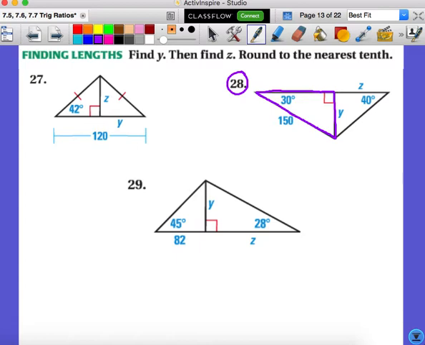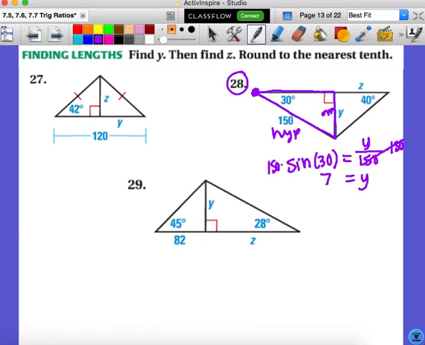So with that, we're going to look from 30 degrees. We currently have our hypotenuse and our opposite. The sine ratio is what talks about those two things. So the sine of 30 should equal our opposite over our hypotenuse. So we're going to multiply by that denominator, and we end up here. So 150 times the sine of 30 tells me that y is 75.